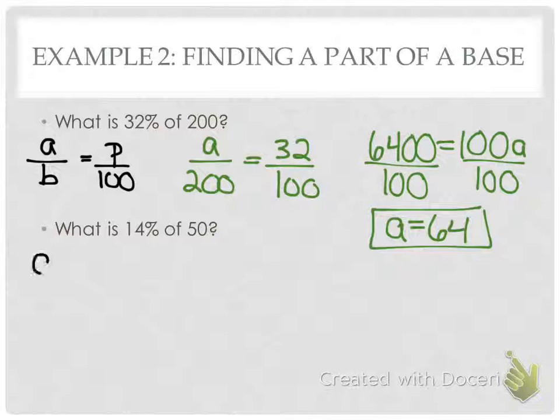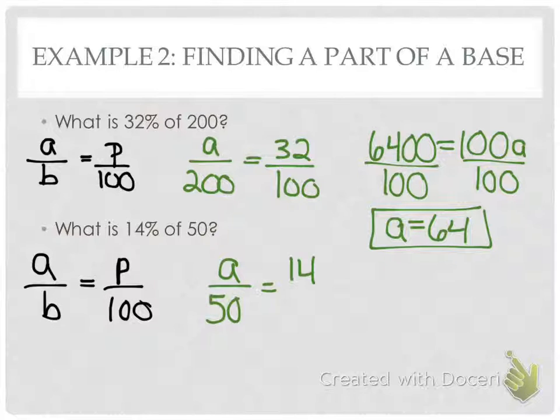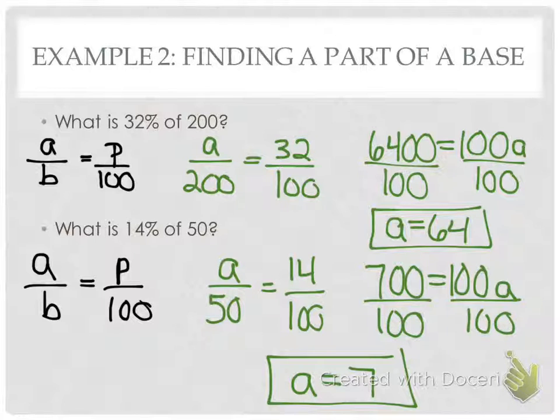All right, so A over B equals P over 100. A over 50 equals 14 over 100. Do my cross products. What'd you get? 700 equals 100A. A equals 7. Raise your hand if you got it. Okay, very good. Good job. All right, guys, last example.